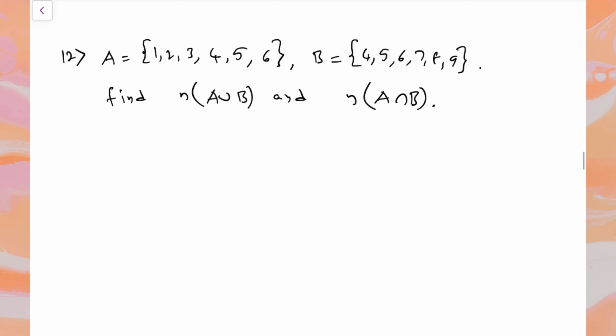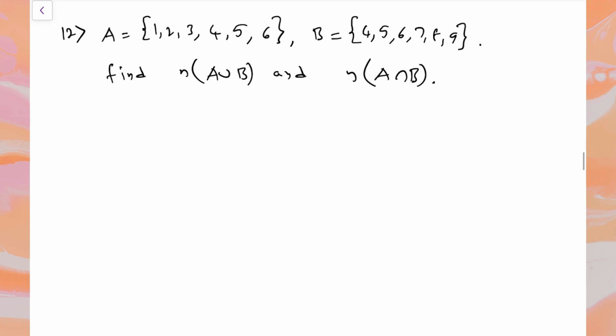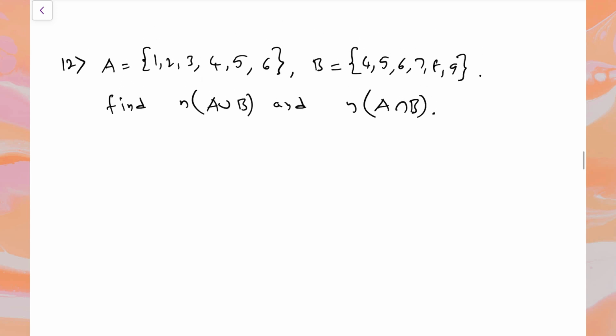Coming to question number 12. If set A equals {1, 2, 3, 4, 5, 6} and set B equals {4, 5, 6, 7, 8, 9}, then find the value of n of A union B and n of A intersection B. Set A and set B are given, right? So first let us find A union B. A union B means what? We need to write everything from set A as well as from set B, right? So from set A, let us write all the elements.